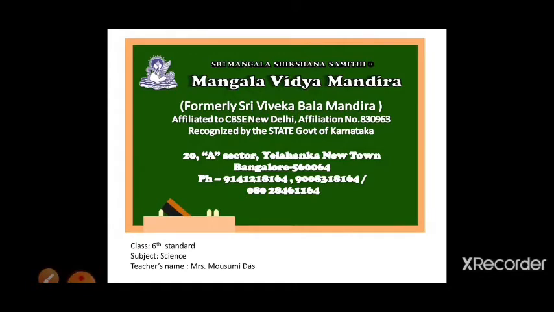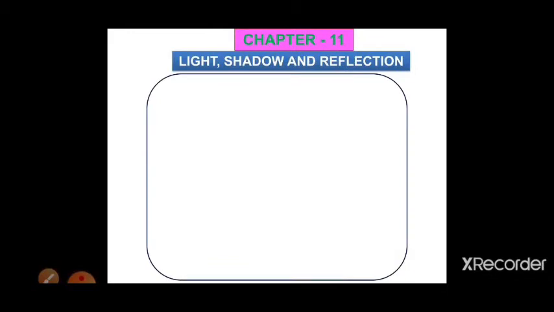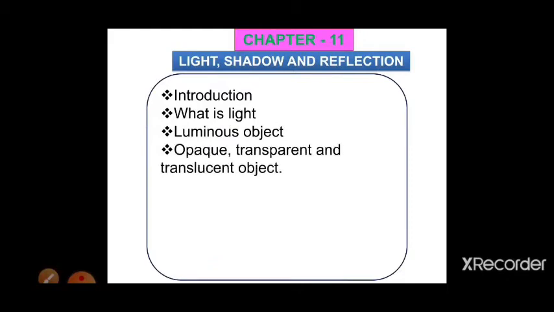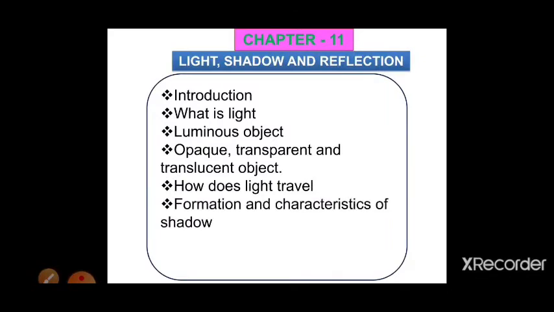Previously we have finished 3 lessons. Today I am going to start chapter 11, Light, Shadow and Reflection. So in this chapter what we will learn? We will learn about introduction, what is light, then luminous object, opaque, transparent and translucent object, how does light travel, then formation and characteristics of shadow, then pinhole camera, last reflection. Let us start.